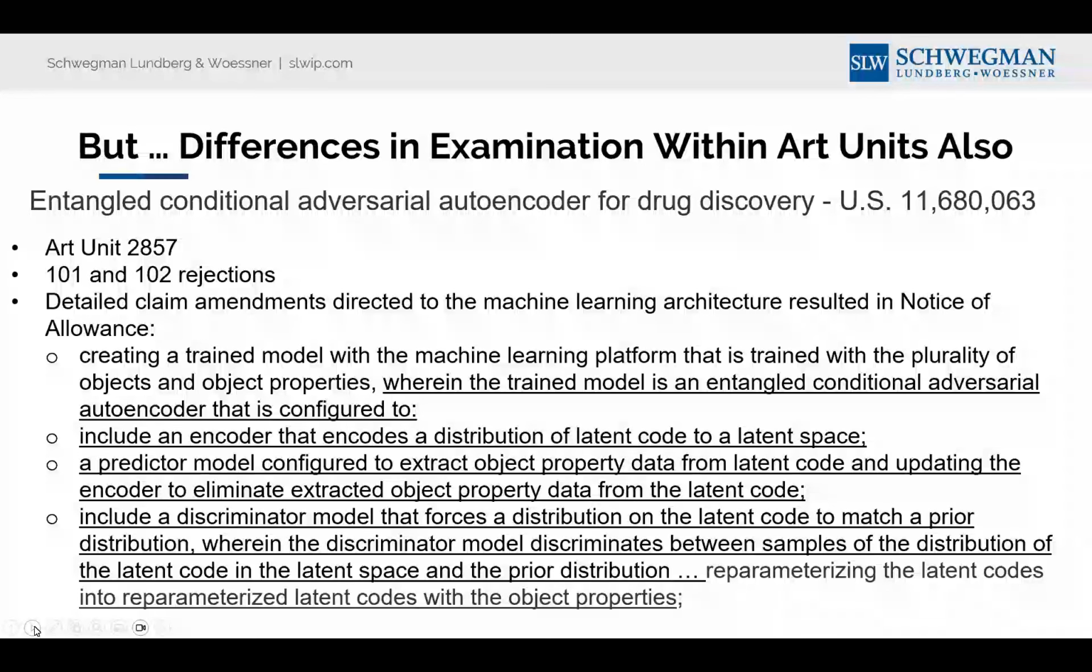They put in the encoder, and it talks about making a latent space, which is not a lot to say there, but it does talk about the predictor, and it extracts object property data from the latent code data. Then you update the encoder, and you include a discriminator since it's an adversarial autoencoder. You're changing the architecture, adding the discriminator in, doing all of these different things, so it's hard to make a mental process type of rejection, and hard to say this is just math. There's more to it. It's more robust. In my experience, these are the types of things I've seen overcome 101 type rejections. And then next slide, this is pretty much the end.